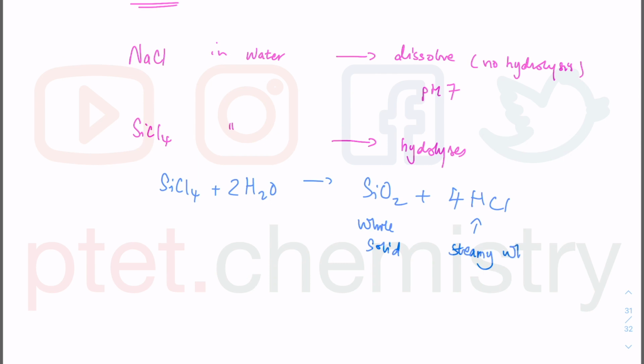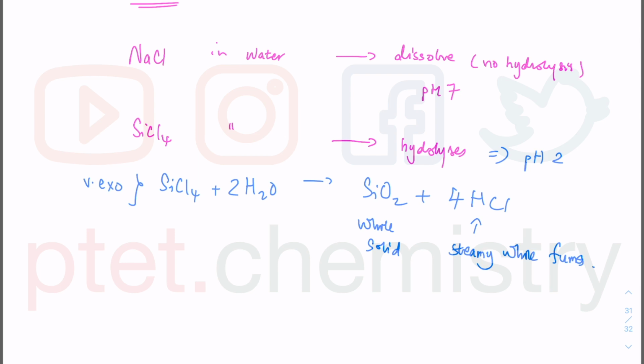So very exothermic reactions, because it goes from simple molecular to a giant covalent structure where you have a lot of strong covalent bonds. So very exothermic reaction there. Hydrolysis there produces a very strong acidic gas, so there will be pH 2, pH 3 like that.